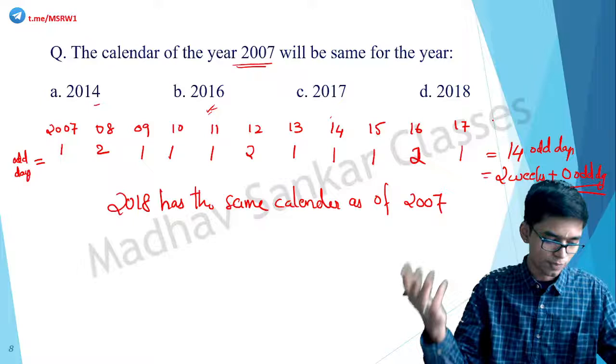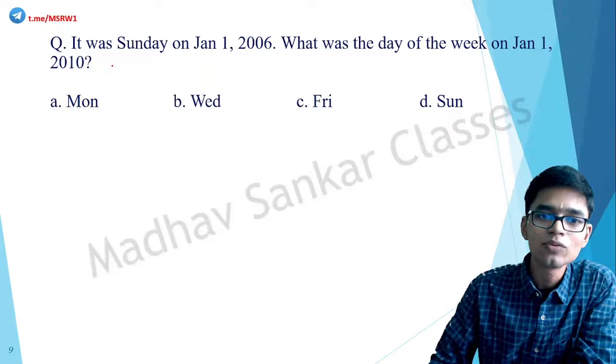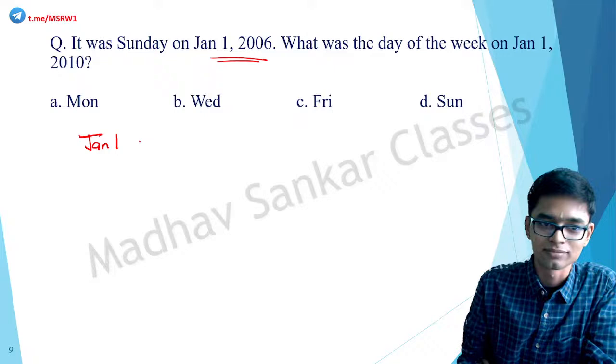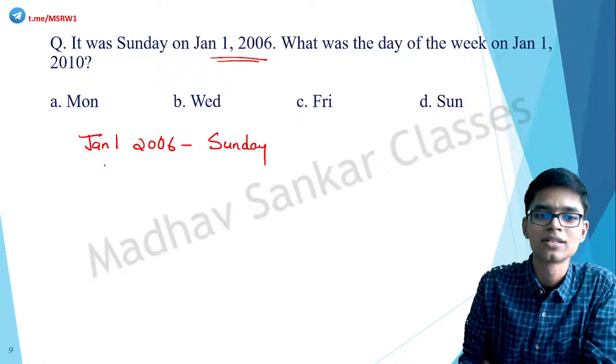Another question. Simple question, same technique. It was a Sunday, January 1, 2006. What was the day of the week of January 1, 2010? I already told you the method. How would you find it out? January 1, 2006 was a Sunday, correct?